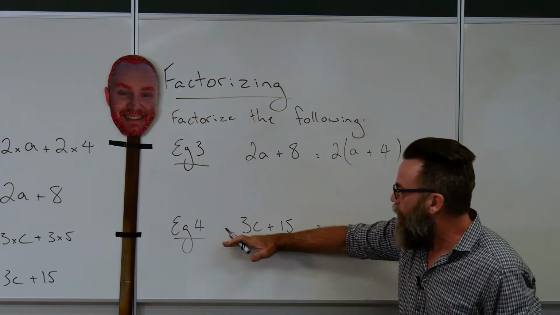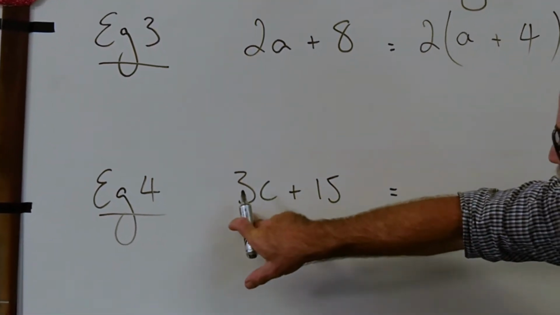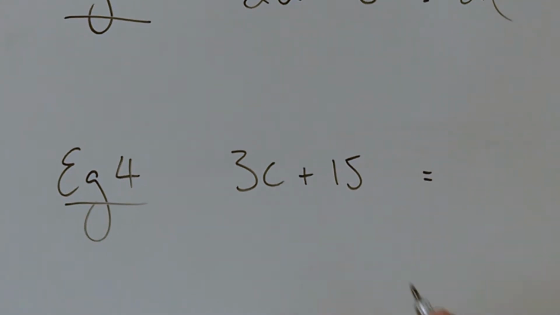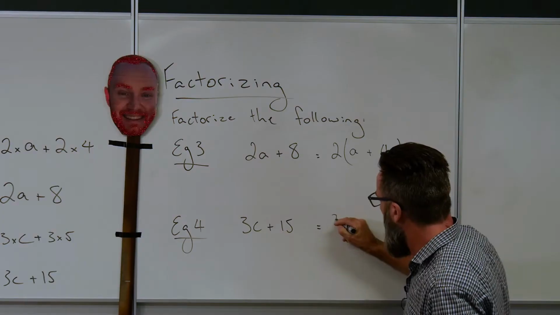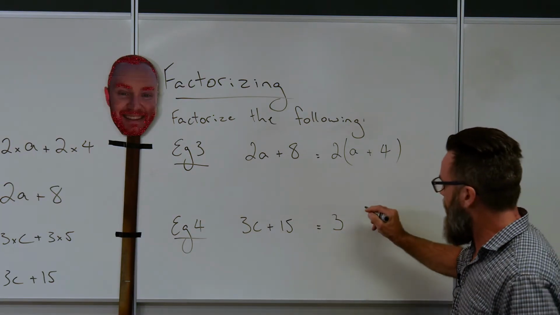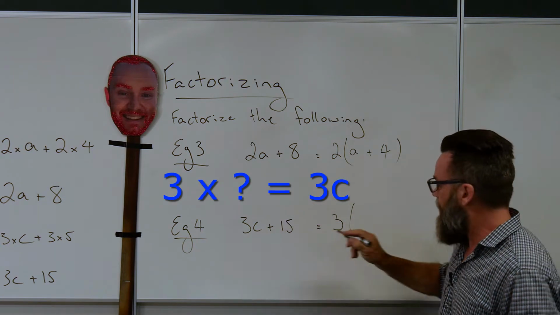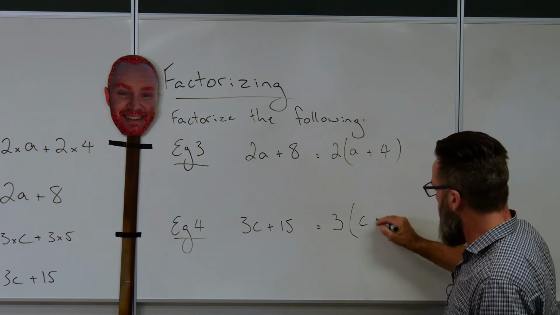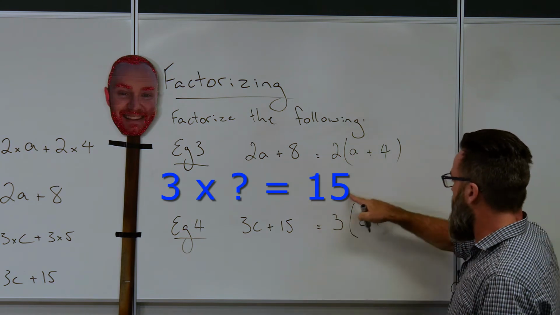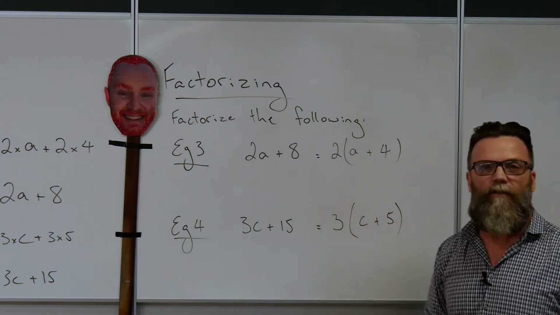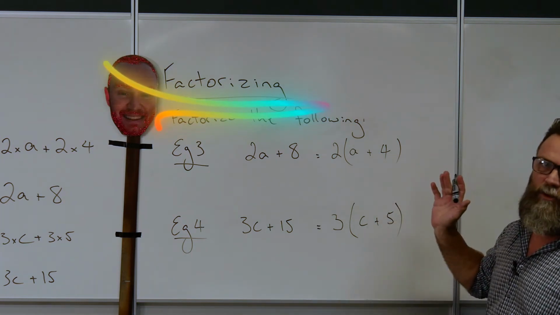Coming down to the next one, we've now got to look at these two numbers, 3C and 15, and what is a number that goes into 3 that also goes into 15? 1 does, but is there any higher? 3 goes into both. So again, at the front, I'm going to put my common factor of 3, and then I'm going to ask myself, 3 times what gives me 3C? 3 times C, plus 3 times what number gives me 15? 3 times 5 gives me 15, and check that out, ladies and gents. We have just factorised 2 of these expressions.